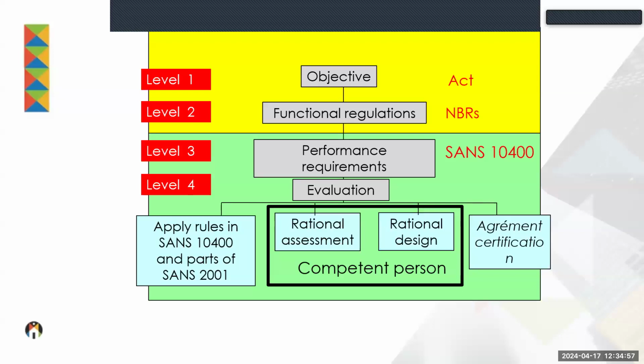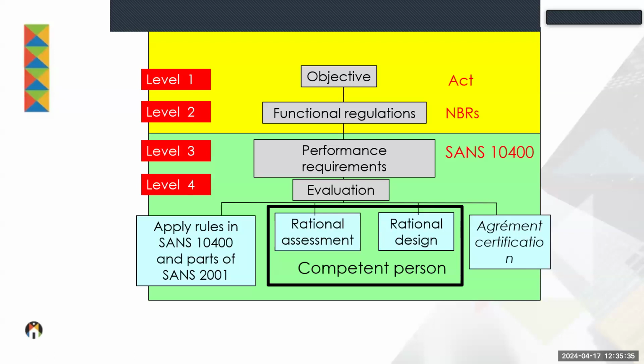And then lastly, we've got third-party certification, similar to a rational design or rational assessment, but that's where a manufacturer goes to Agrément South Africa, for instance, and builds a prototype of their product there. Agrément South Africa then basically breaks it to determine what the levels of failure are, and if those levels of failure are above the performance requirements as established in other standards, etc., then they will certify that as fit for purpose.